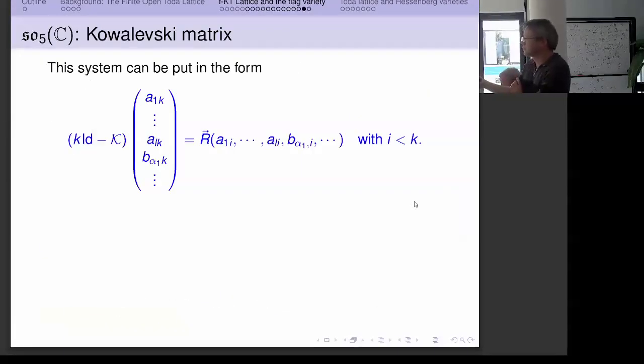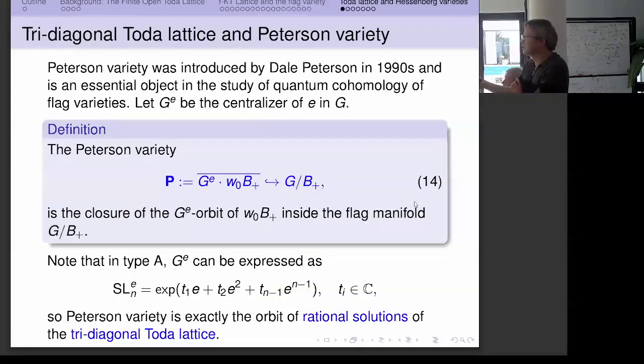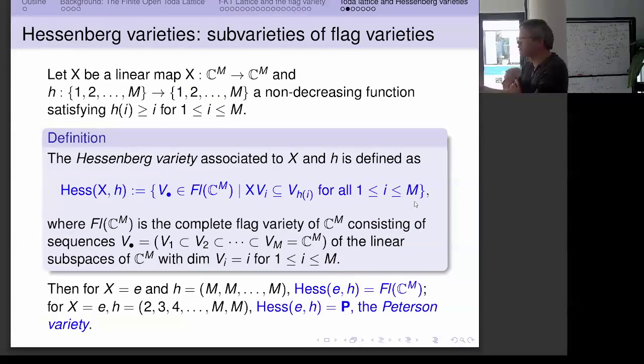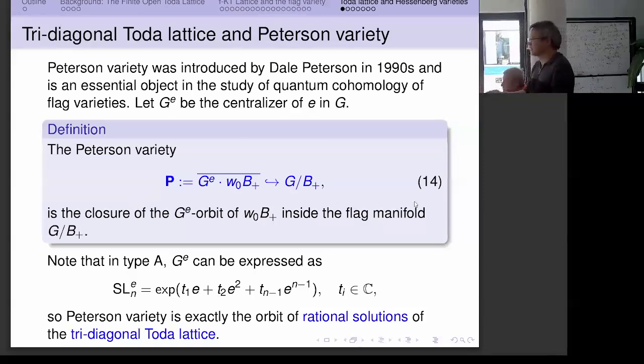Great. I have identified the two things. So first, the Toda lattice is associated with this Peterson variety. That's a variety with dimension 2L.